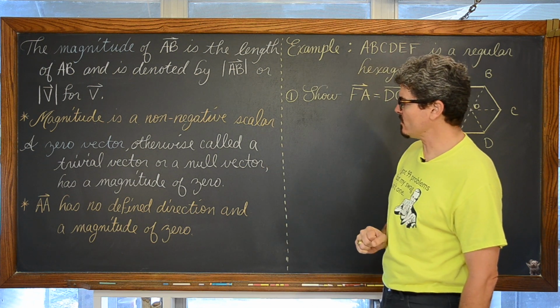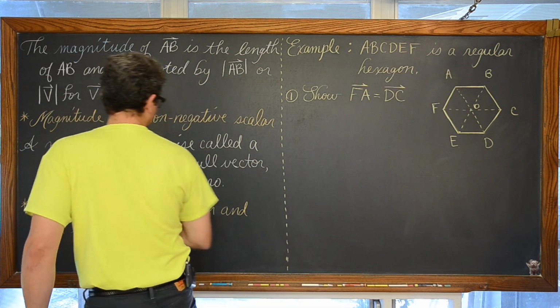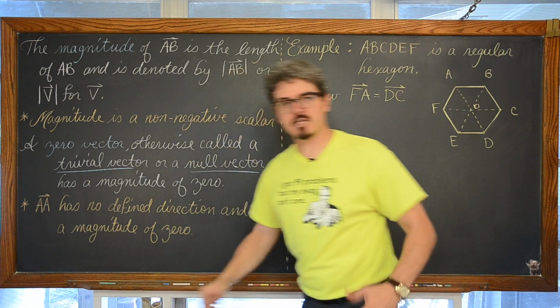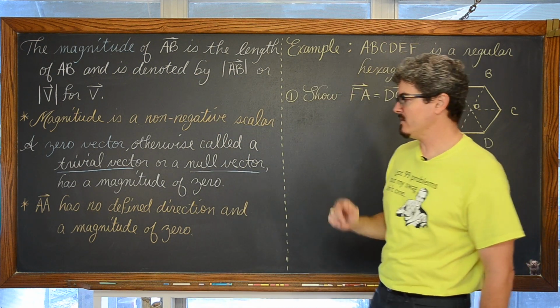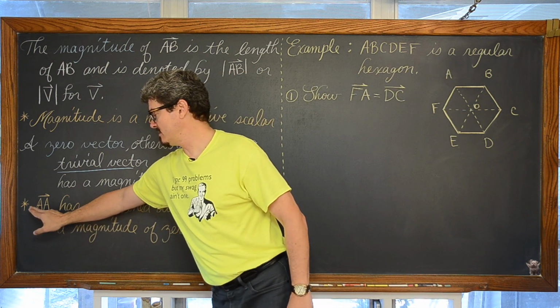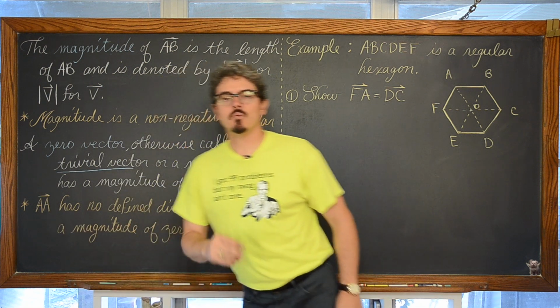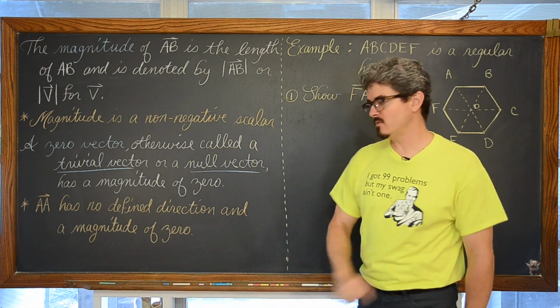A zero vector, otherwise called a trivial vector or a null vector, depending on the textbook you're learning from and your teacher, well, that has a magnitude of 0. Whenever you see a vector denoted by the same point, both initial and terminal, well, then you have a vector that has no defined direction and a magnitude of 0.